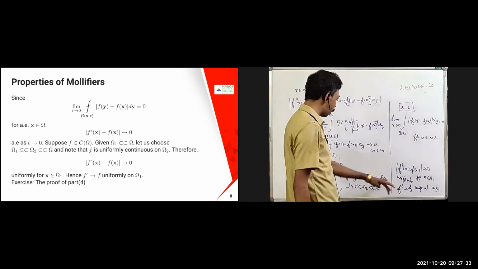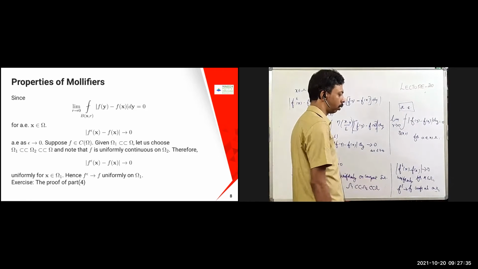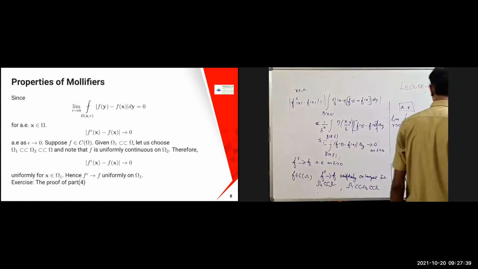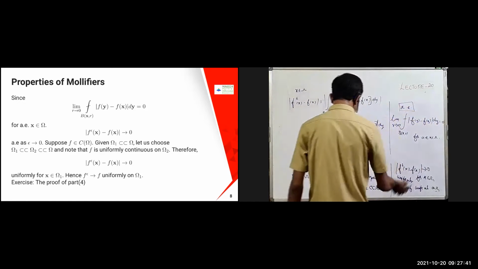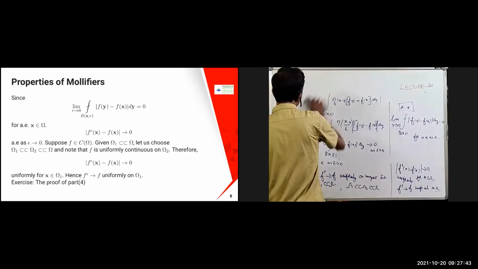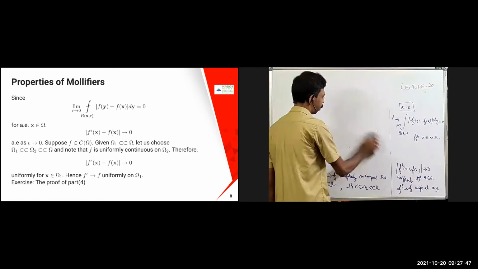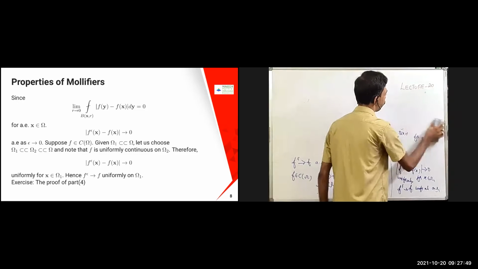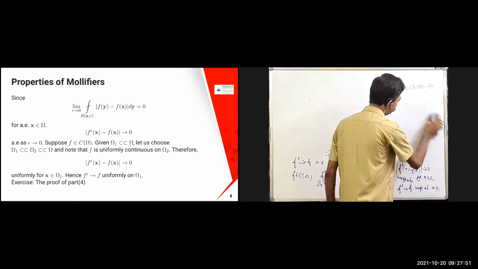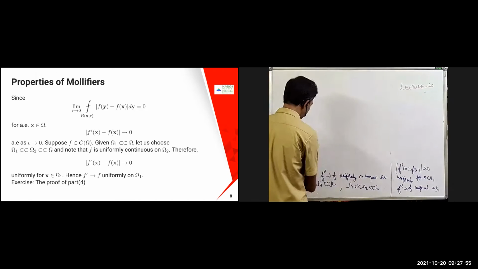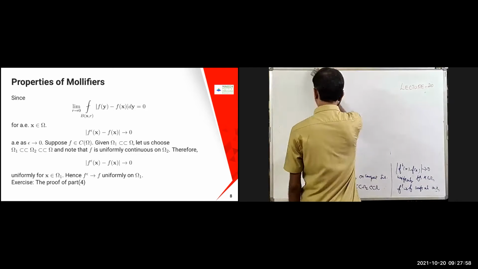So Omega 1 is a compact subset, so that's all. This is once again from the properties of the Lebesgue theorems and the uniform convergence concepts of sequences and series of functions. Any doubt so far?